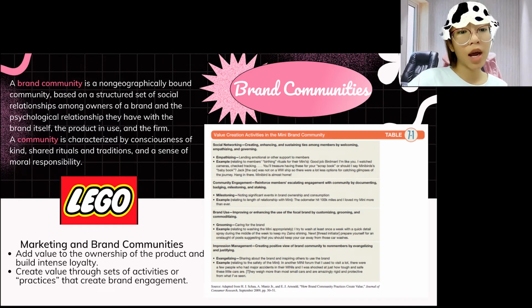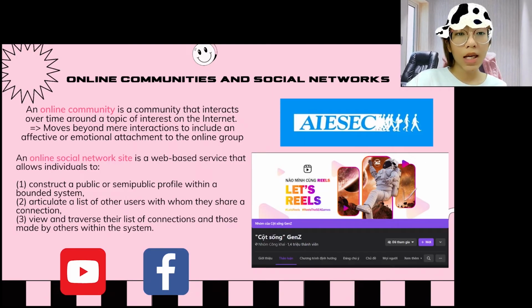Besides, brand communities create value through sets of activities or practices that create brand engagement. So 4 categories of activities and an example of each relating to the Mini corporate brand are shown in Table 7.1. And now about online communities and social networks.